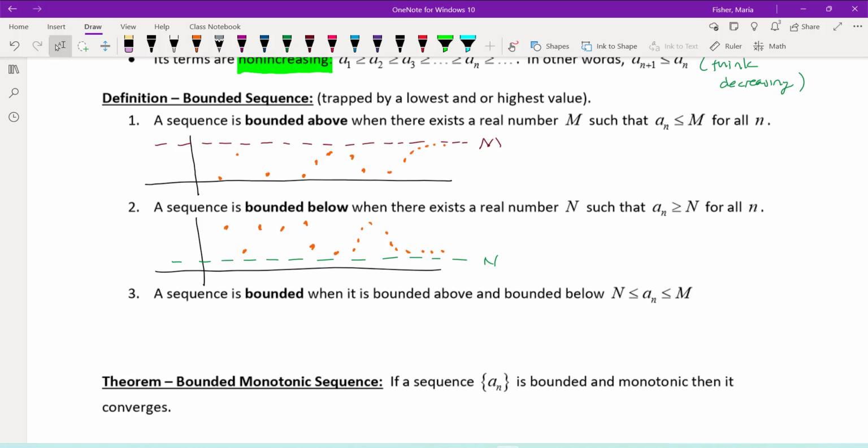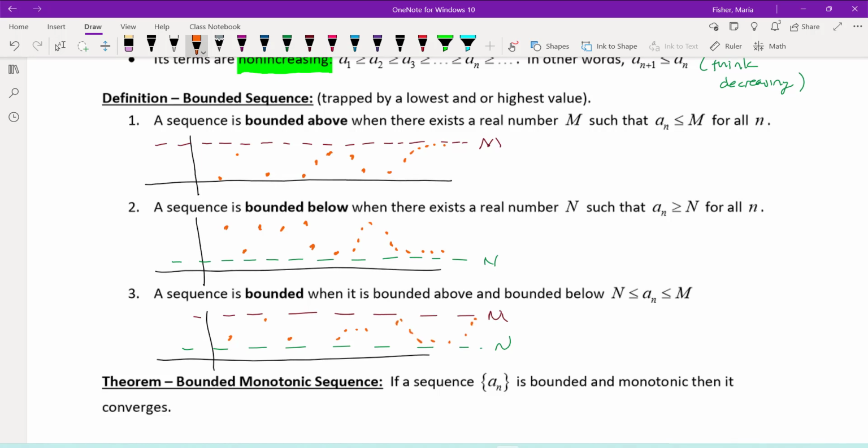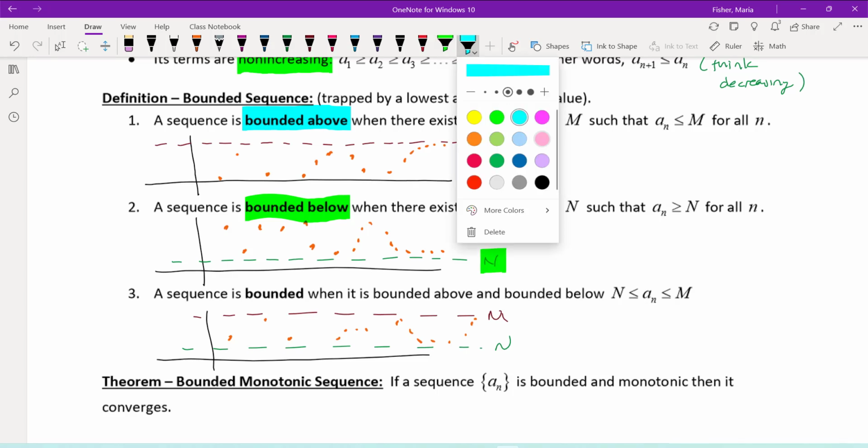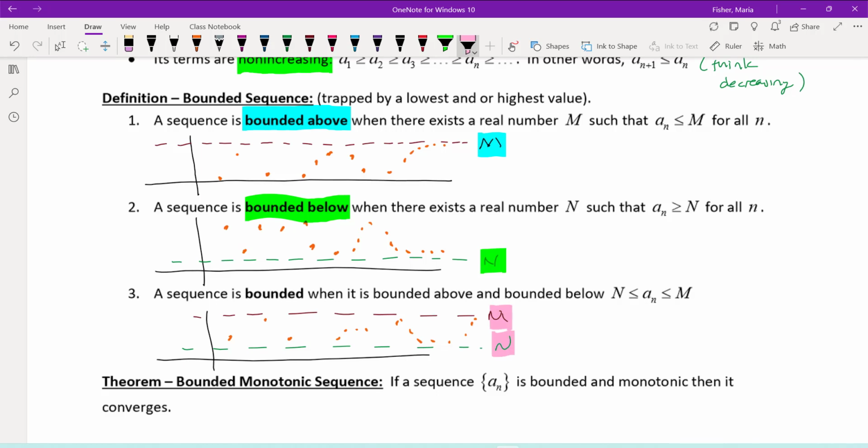Now a sequence is considered completely bounded when it's trapped between two numbers. This sequence that I'm about to draw is going to be bounded between m and n. Basically, what that means is that the highest or the lowest this sequence ever is are bounded between two numbers, in this case m and n. Again, bounded above means that the sequence has a largest number that it never surpasses. Bounded below means that there's a lowest value you never surpass. And bounded completely means you are trapped between two numbers.